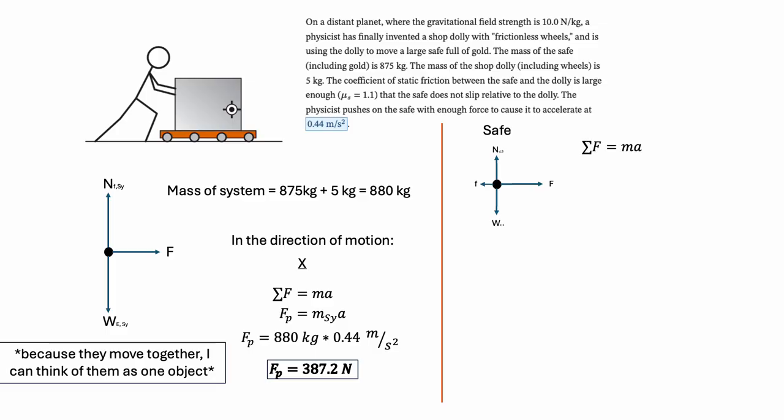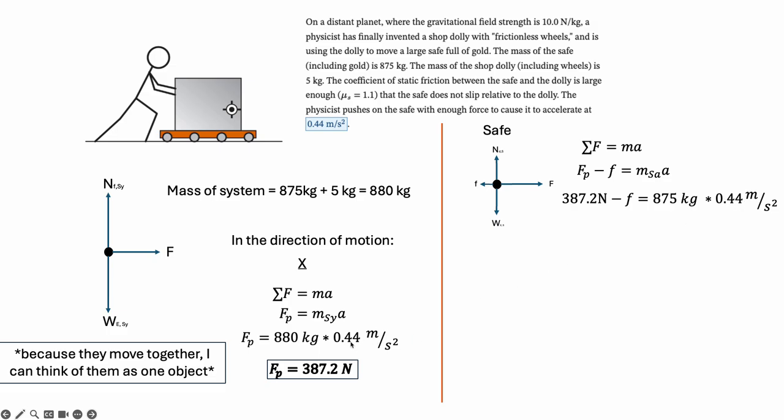Because now, in the direction of motion, I've got the push force forward, minus the frictional force, equals the mass of now just the safe, because I'm looking only at the safe, times the safe's acceleration. I can plug in my numbers. Here's the push force that I found over here. See, that's the same. Minus the frictional force, that's what I'm looking for, equals the mass of just the safe now, times the safe's acceleration.